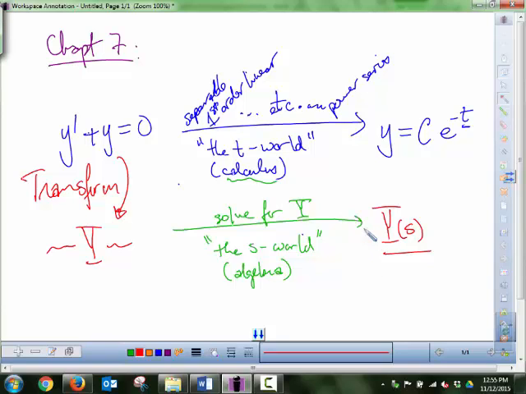So there's one other part left to get our solution. And what is that? So we started here, we switched worlds to the s world, we used algebra to solve for Y of s, and then what? You have to go back. You have to transform back. We have to transform your answer back to the t world. Okay?